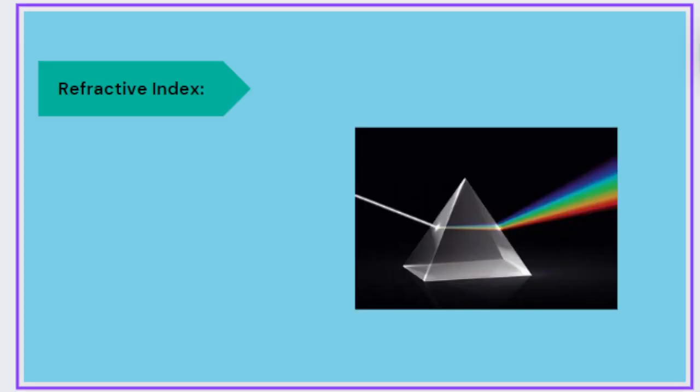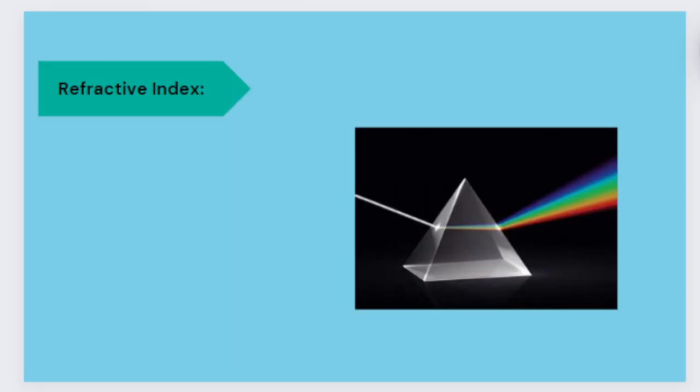And next one is refractive index. Refractive index is a measure of how much light is bent as it passes through a material. If I take the example of a prism, when white light passes through it, it splits into seven colors, and the angle at which the light passes is always constant.